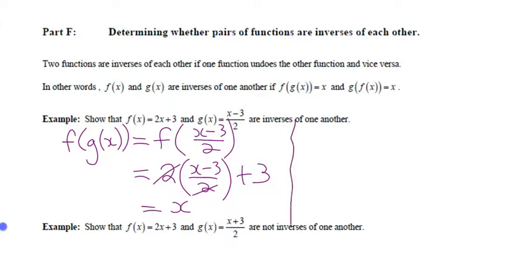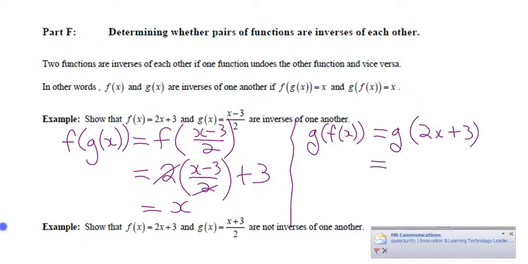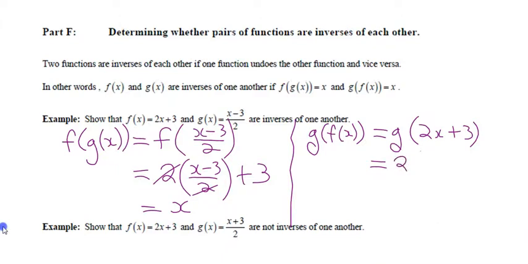So I strongly suggest that they are inverses, but I must also do g of f of x. Maybe you just fluked into a function where, when you do f of g of x, you do end up with x, but if you do g of f of x, you don't. So this is g of 2x plus 3, and g says to do what? Subtract 3 and divide by 2: (2x plus 3 minus 3) over 2, which is x. And so they are inverses of one another.